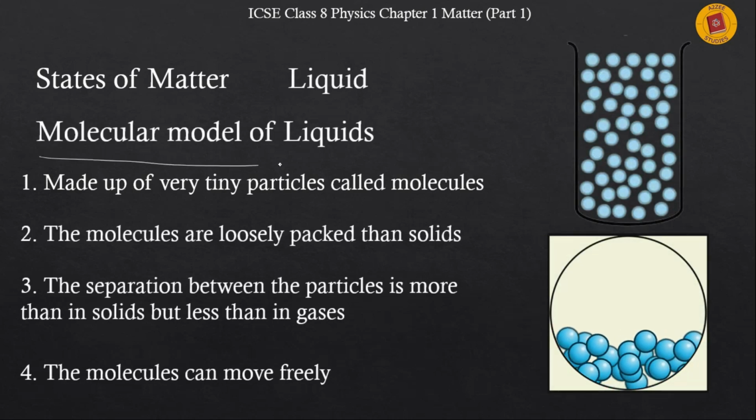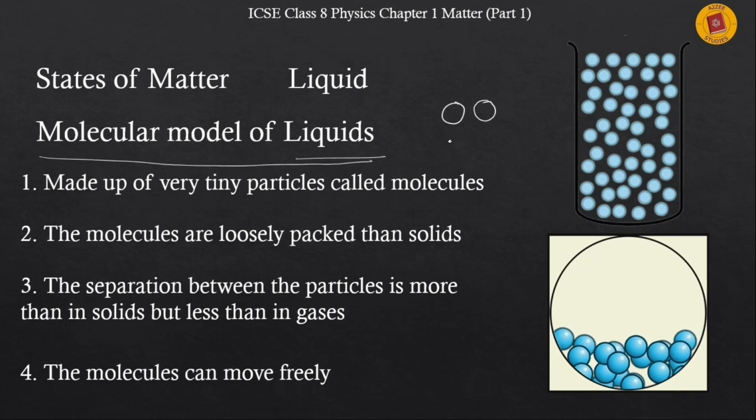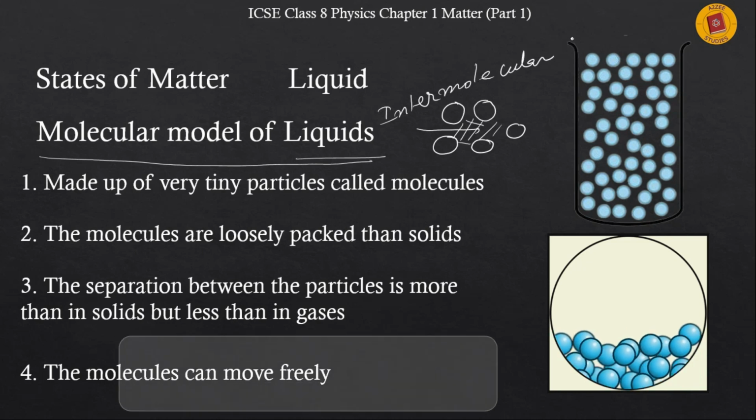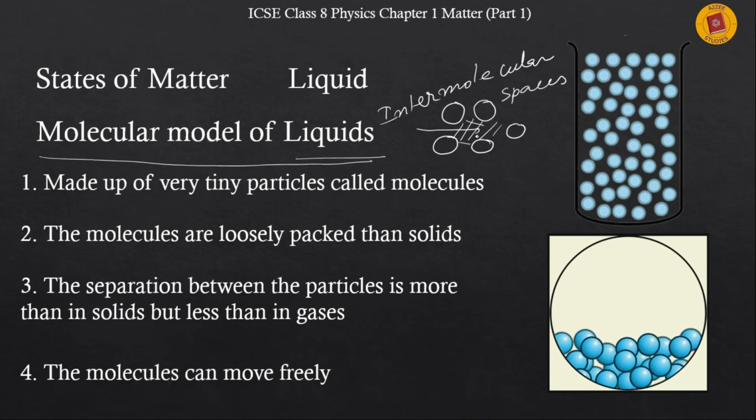Now let's move on to the molecular model of liquids. Again, as every liquid is also made up of molecules, just like every matter is made up of molecules, the molecules are loosely packed than solids. If we zoom in to a liquid and see the molecules through a powerful microscope, we will see that they are loosely packed than in solids. They have spaces, higher than that in solids. These are called intermolecular spaces, and they are high. The separation between the particles is more than in solids, but less than in gas.